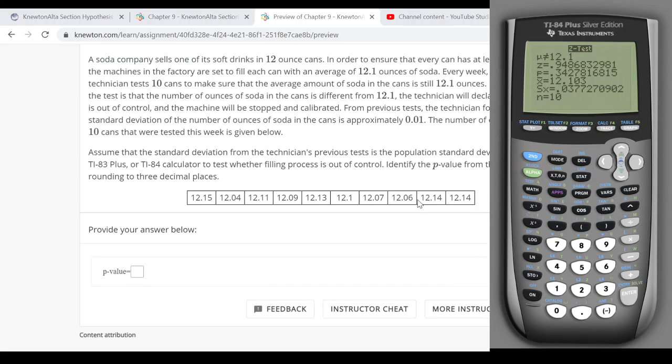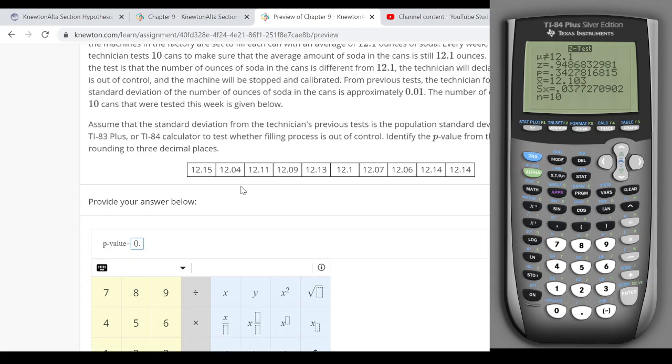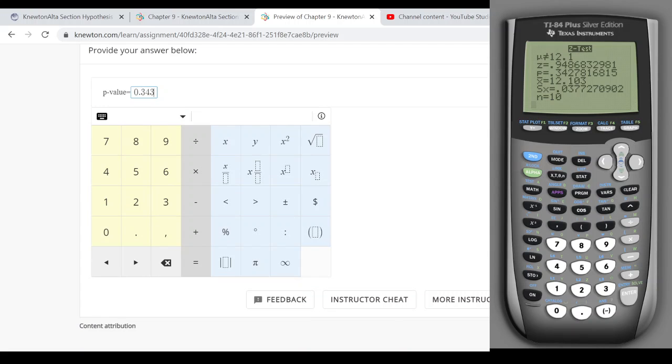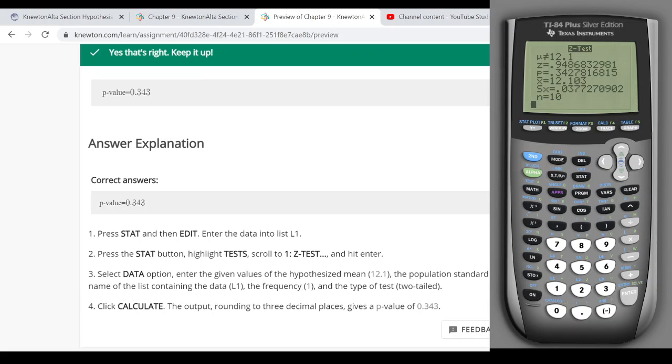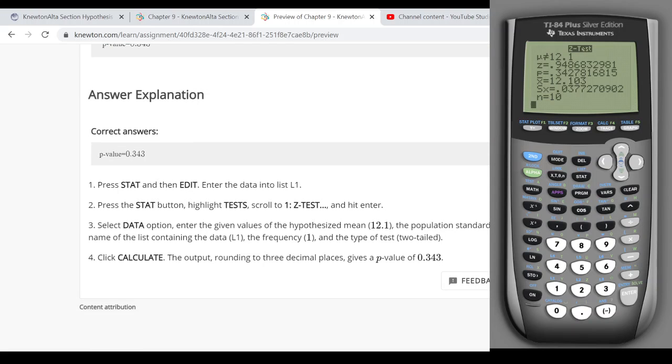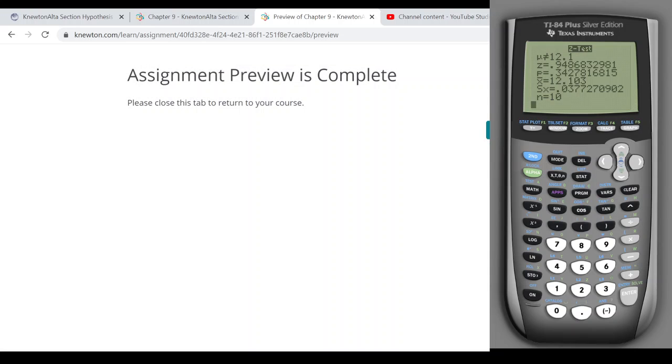So back in the assignment, for p-value, I'm going to enter 0.343. So that's correct. It's just a simple matter of entering data. And that's it. Wow. Okay.